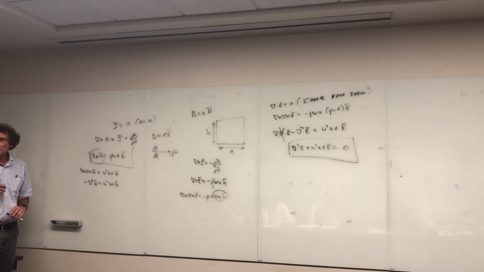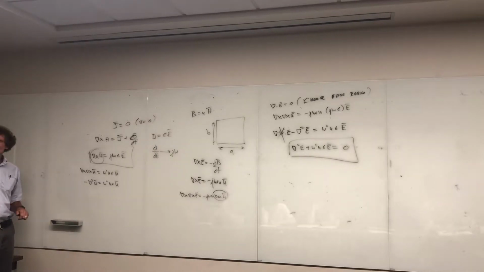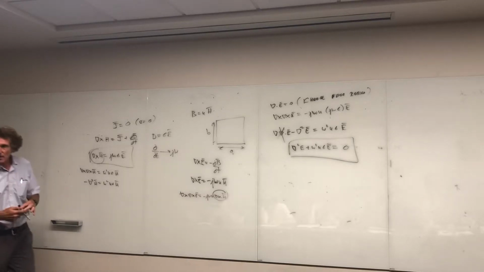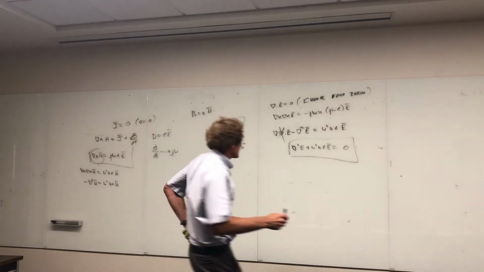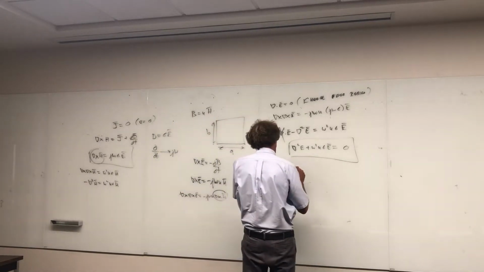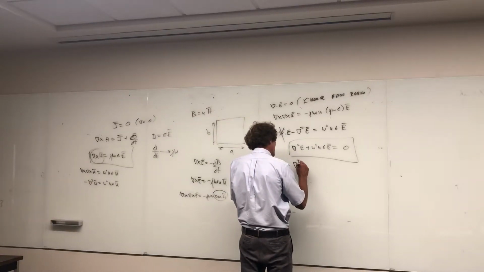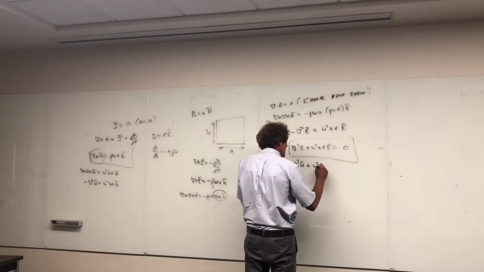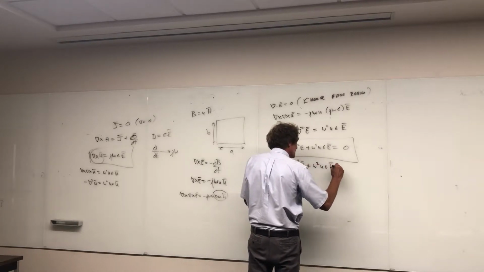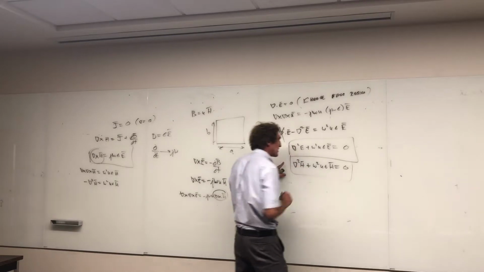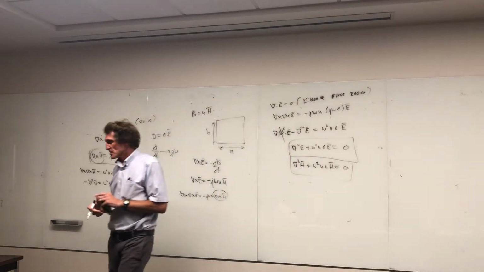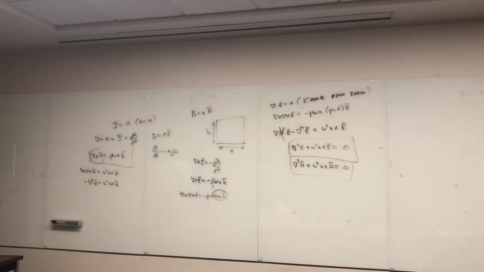No magnetic monopoles. You're squinting. You want me to write higher? I will. I'm sorry about that. Let me get it over here and I'll complete this. So now I've got this, I'll put it right under here. Now I have del squared of H plus omega squared mu epsilon H equals 0. Just write both of those down for now. Those are the two equations that govern propagation in the waveguide.